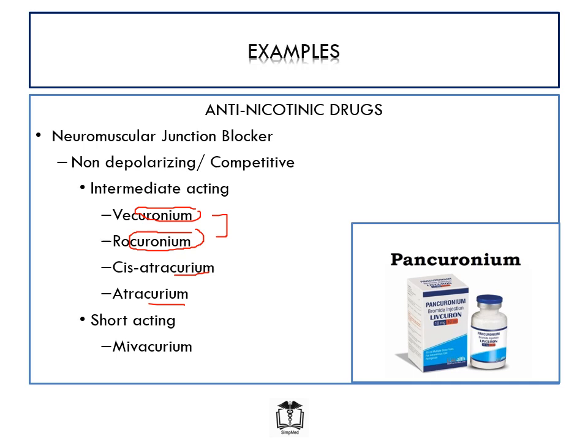How we tend to remember them is that drugs that end with coronium are regarded as steroidal compounds and they tend to be vagolytic in their property. Drugs ending with curium, including tubocurarine, are regarded as benzyl isoquinolines in their chemistry and histamine releasers in their properties. The last drug I didn't mention is the short-acting drug, and the major example of the short-acting drugs is mivacurium.